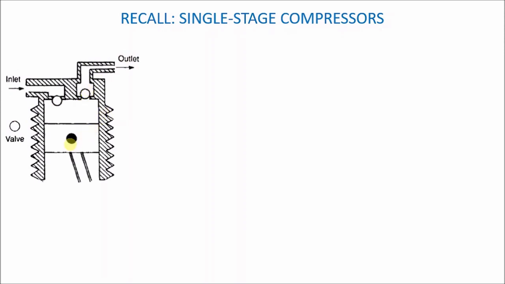And so, what is the way a single stage compressor works? How does it work? Initially, the outlet valve is going to be closed.